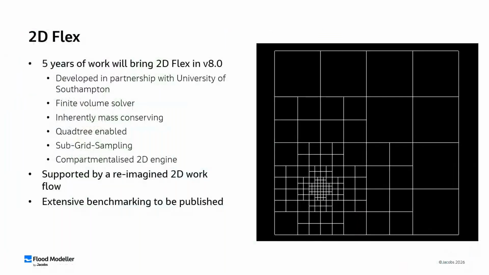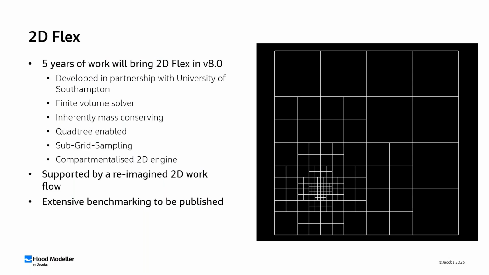Conscious of time, so just to wrap up, the other major thing coming in version 8 will be the 2D Flex engine. This won't be an 8.0, it's likely to be an 8.1. We've been working on this for 5 years in collaboration with Southampton University to replace the existing ADI and TVD units. This is a finite volume solver, so it's inherently mass conservative, so a lot more stable.